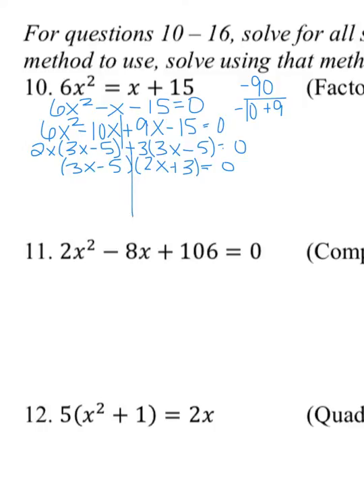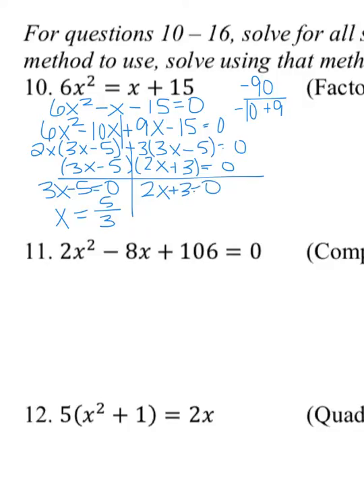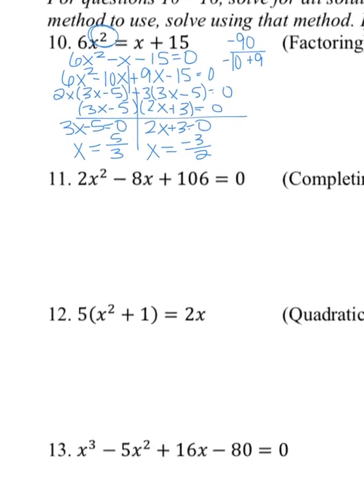So my final step is to make this t-chart. 3x minus 5 equals 0. Add the 5, divided by 3, so x equals 5 divided by 3. The other one, 2x plus 3 equals 0. Subtract the 3, divide by 2. X equals negative 3 over 2. Those are my two answers. I only have two answers because this is x squared.